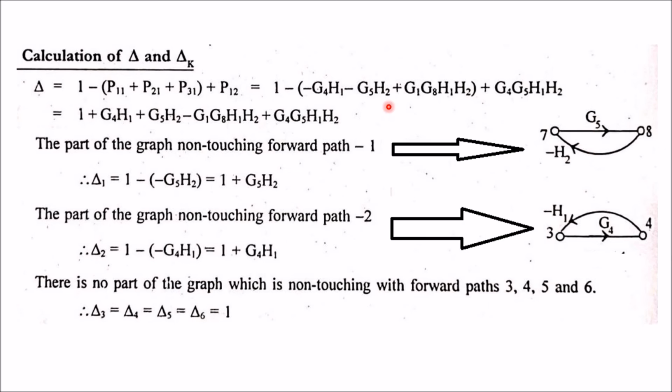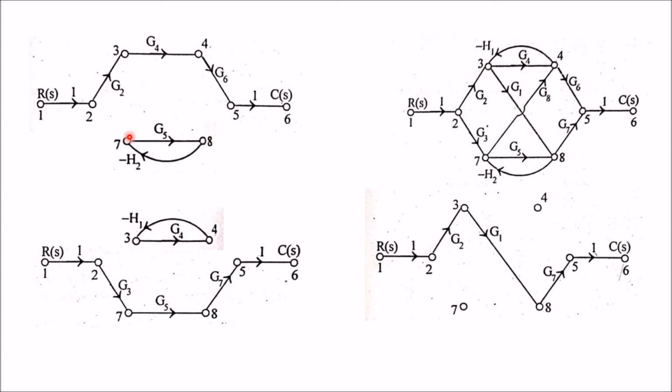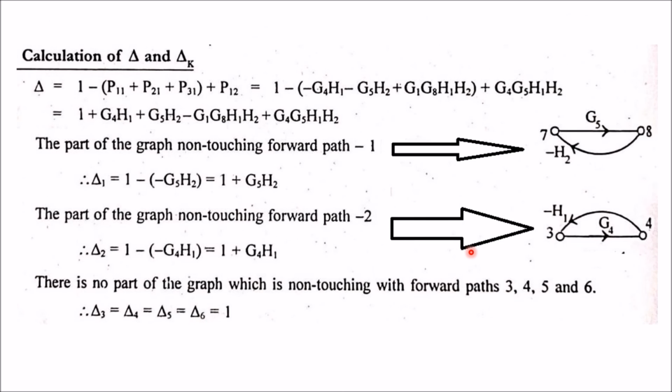Okay, so what is the value? It will be 1 plus G4H1 plus G5H2 minus G1 G8 H1 H2 plus G4 G5 H1 H2. Then the part of the graph non-touching to forward path 1. I have told you this is possible and this is possible only, but the remaining forward paths are not possible. So we can find del 1 is equal to 1 minus this value.